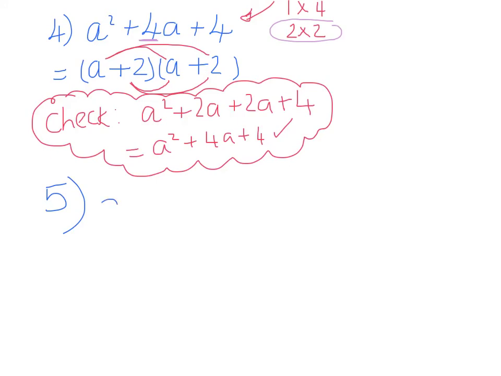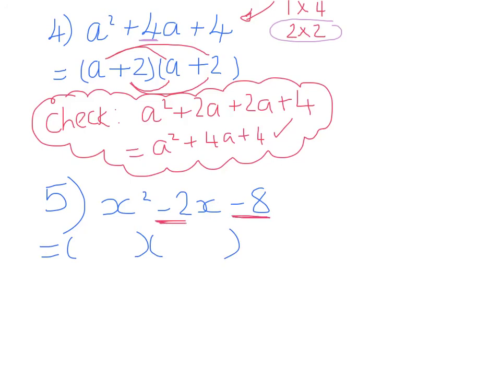Okay, x squared minus 2x minus 8. There's no common factor, it's not a difference of two squares, it's a trinomial. So again, I'm looking for factors that multiply to give me negative 8 and add together to give me negative 2.